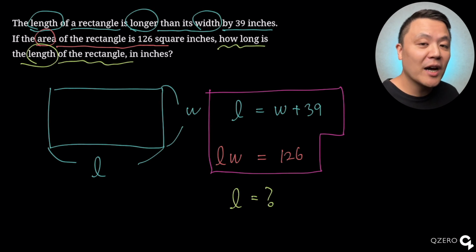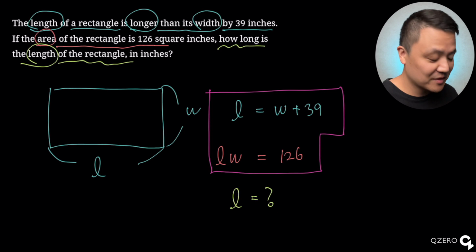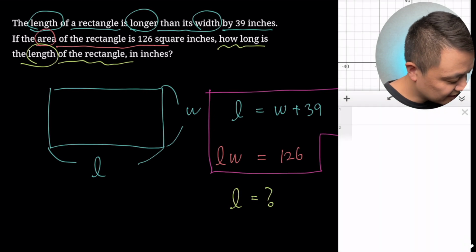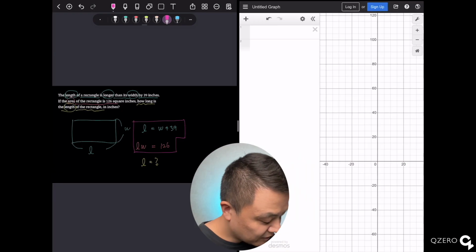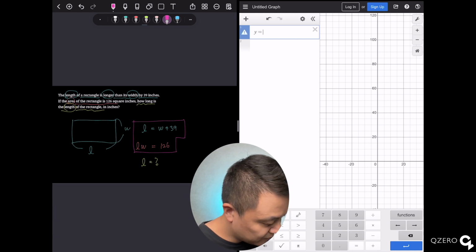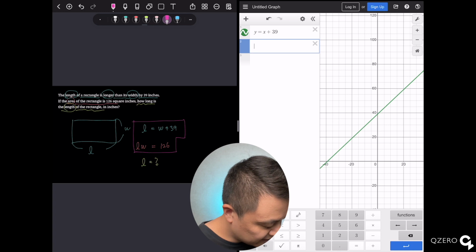Let me show you how to solve this system with Desmos. You're allowed to use Desmos all the time when you're taking the digital SAT. So let me just put up a Desmos here. Okay, let L represent the Y, and I'm just going to plug in the first equation. L, which is Y, equals X, which is W, plus 39 here. And L is our Y, times X is our W, and that has to be equal to 126.